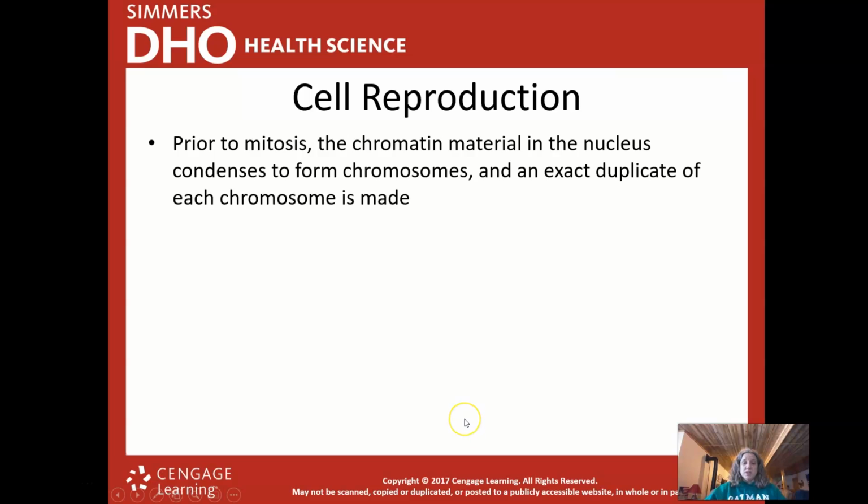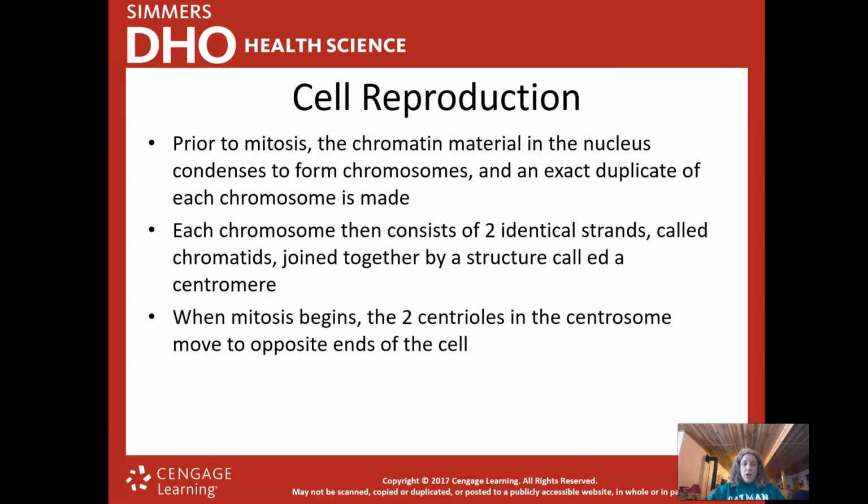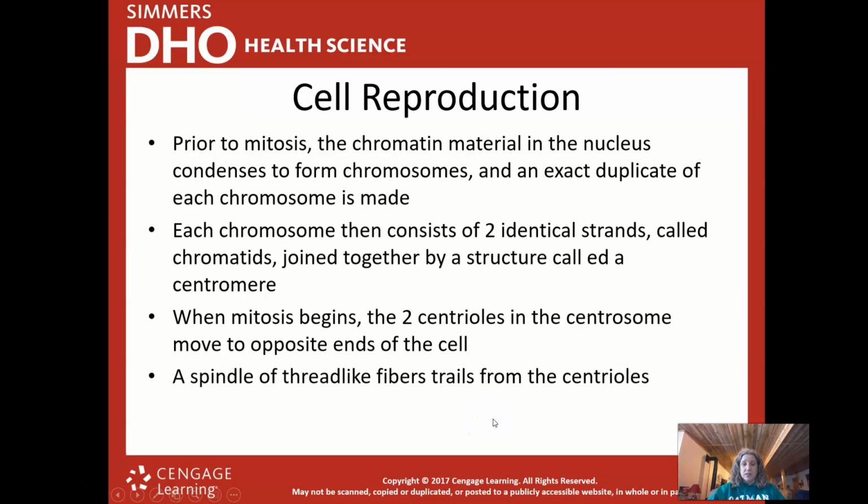So prior to mitosis, the chromatin material in the nucleus condenses to form chromosomes, and an exact duplicate of each chromosome is made. Each chromosome then consists of two identical strands called chromatids, joined together by a structure called a centromere. When mitosis begins, the two centrioles and the centrosome move to the opposite ends of the cell. And later on, I will have pictures so you can have a visual aid of this.